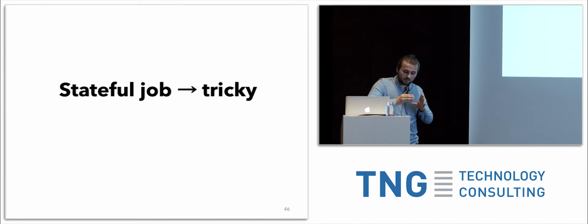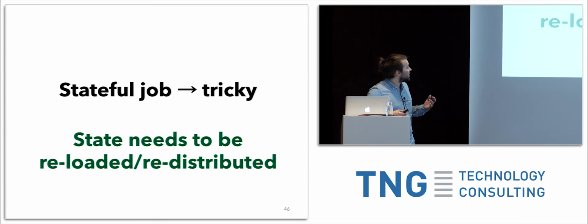But if you now want to run it on more worker nodes or fewer worker nodes, the state that these operations have needs to be distributed to these new worker nodes. So for example, if you shrink down to only one worker, all the state from these different workers needs to be put on this one worker. Or if you go from one worker to 10, the state needs to be split up and moved to these other workers. So that's quite a tricky thing to do, in fact.